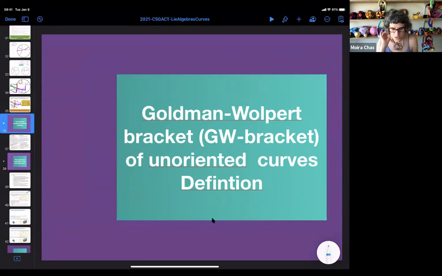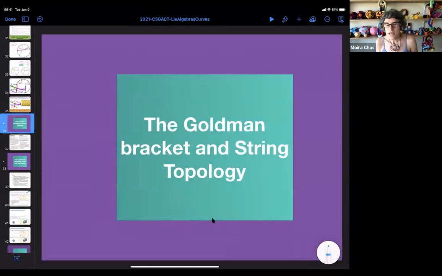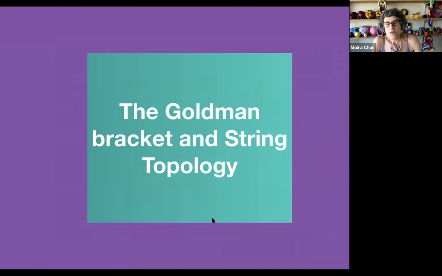Because we just finished the Goldman bracket and I have 18 minutes, I wanted to talk about how this got generalized to string topology, and I'm going to skip some of what I promised to say. So if anybody's desperate to hear about the bracket of unoriented curves, you can yell now or shut up forever. Not forever, until the end of the talk. Okay, no complaints.